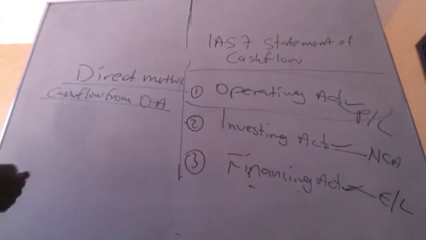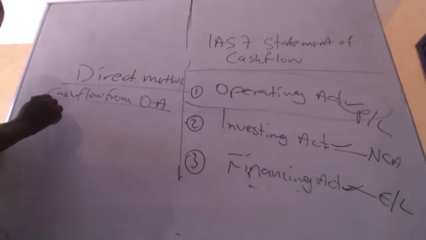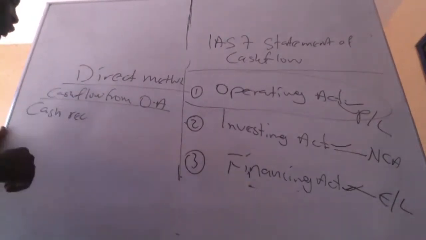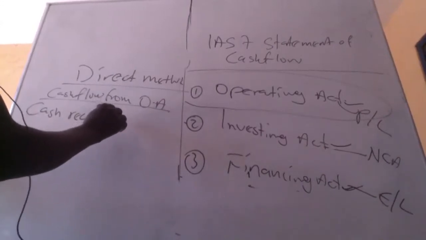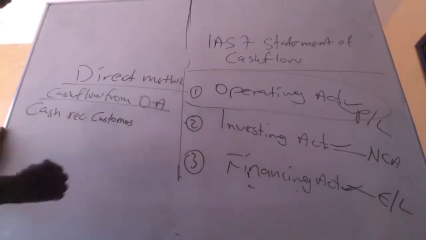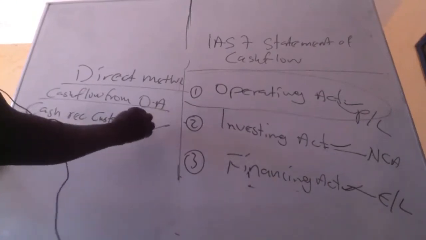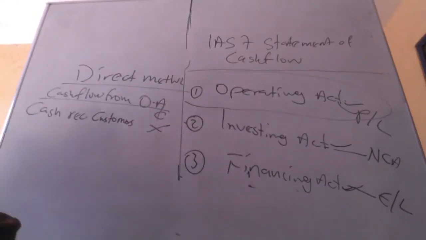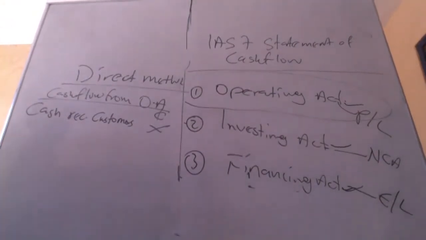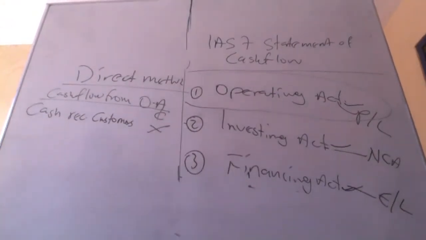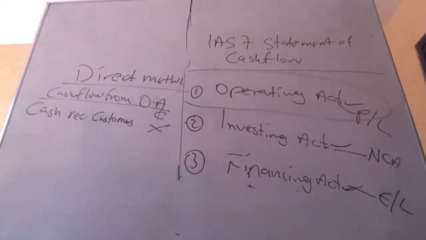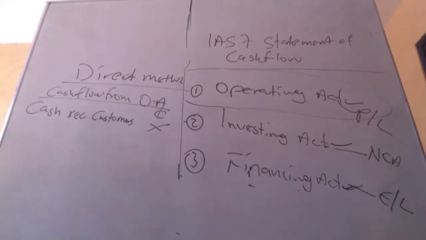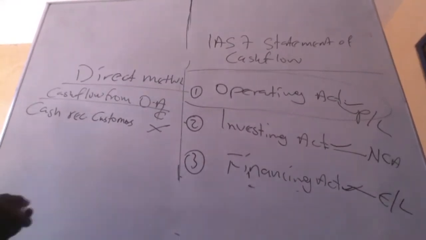So what do you do? Then you pick cash received from your customers. Cash from customers. So much. How do we get it? So we are drafting the format together. In fact, have you seen the examples that I gave? How I arranged the examples? That's how we are going to do it.